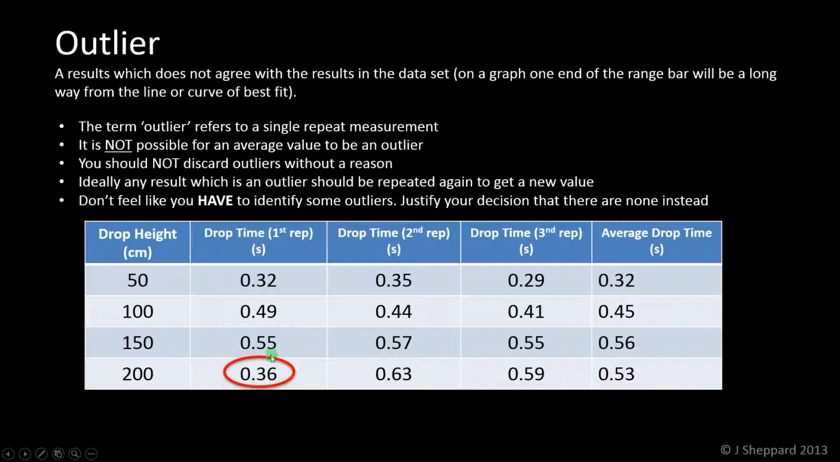And obviously, if you have an outlier and you include it in your average, then it affects the average. So what we should really be doing in that case is to think about, well, why might that outlier have happened? And secondly, what should we do about it? Well, why might it have happened? Well, it's unlikely you've dropped it from a significantly different height than the 200. It would be kind of difficult to do that.